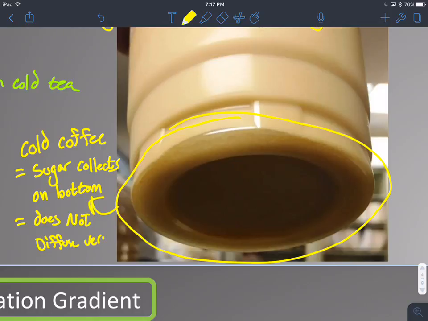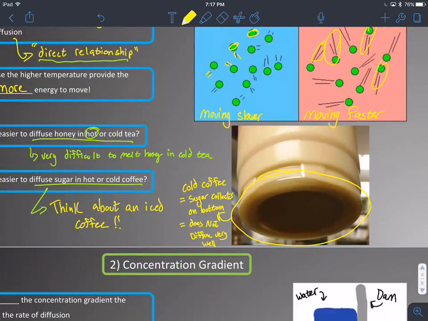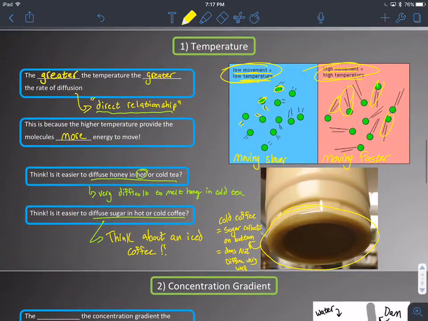Now, when you drink a hot coffee, this actually isn't the problem at all. A hot coffee, kind of like the hot water that you put the honey in, it's going to actually allow that sugar to have some more energy and diffuse throughout the entire solution. Whereas that is just not the case here in this iced coffee. And once again, this is a real life example that I want you guys just to think about because it makes sense. So that's temperature. Direct relationship, the greater the temperature, the greater the rate of diffusion.